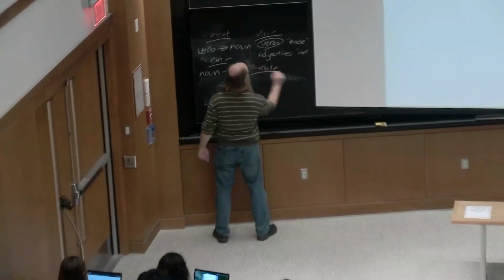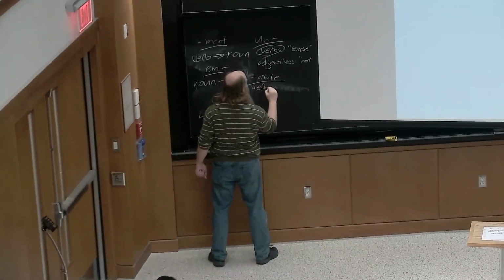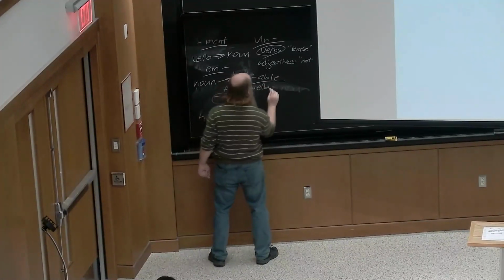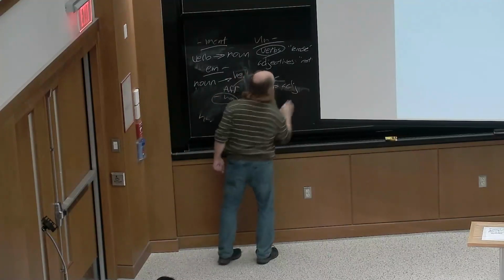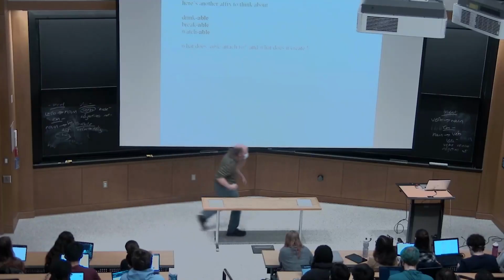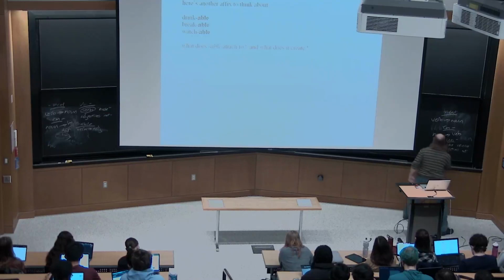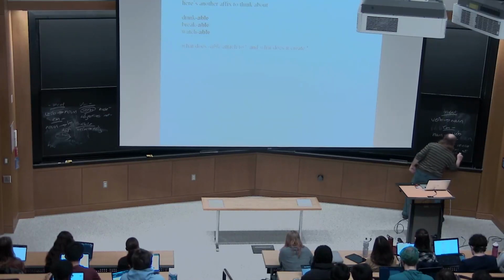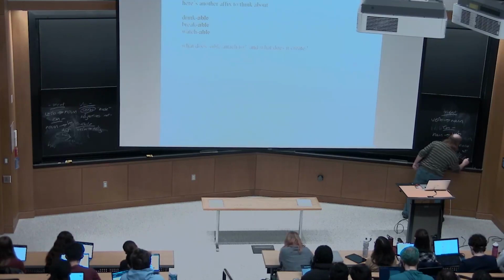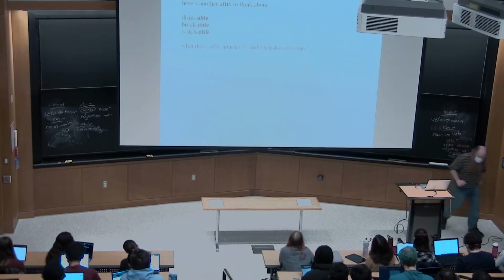Ubble converts verbs into adjectives. And it also converts verbs into adjectives. Un doesn't convert the things it attaches to at all so far, yeah?